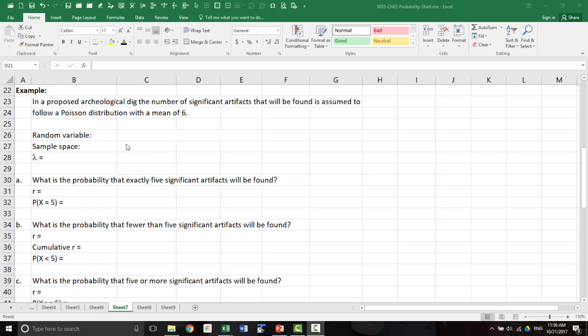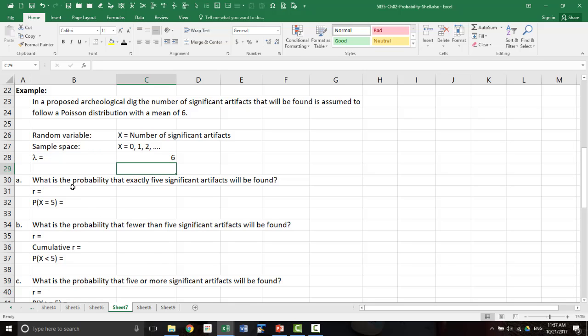So the random variable here is the number of significant artifacts. Now the sample space is, of course, you start with 0 because you may not find anything at all. So the smallest value is 0, then 1, and then 2, and on and on. Countable infinity. Lambda is known to be 6.